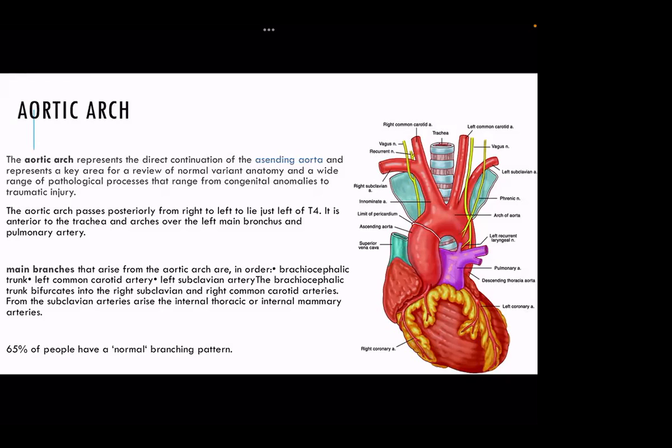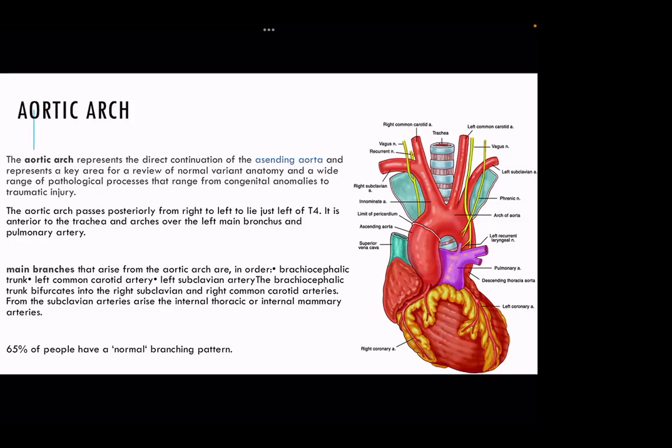The aortic arch passes posteriorly from right to left to lie just left to the T4. It is anterior to the trachea and arches over the left main bronchus and main pulmonary artery. The main branches that arise from the aortic arch in order are the brachiocephalic trunk, the left common carotid artery, and the left subclavian artery. The brachiocephalic trunk is formed by the right common carotid artery and the right subclavian artery. This normal branching pattern is found in only 65% of people.